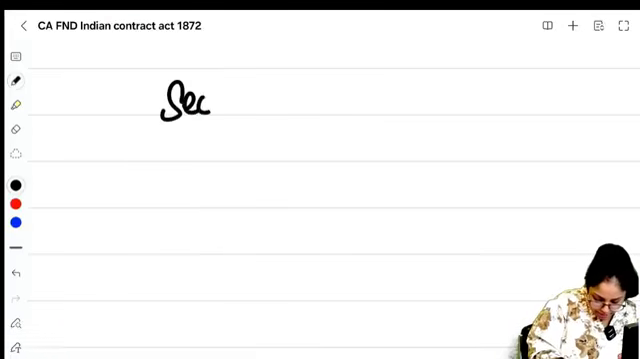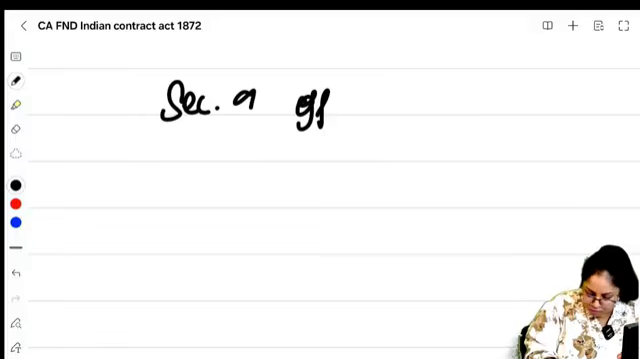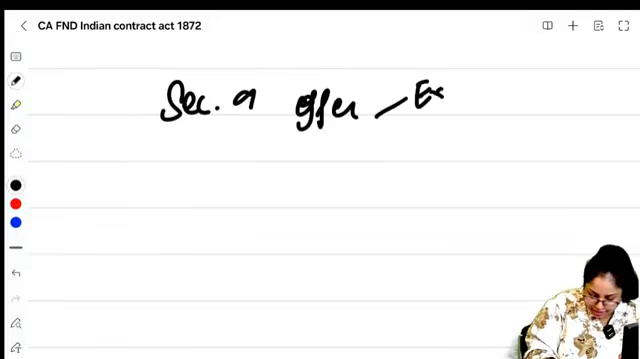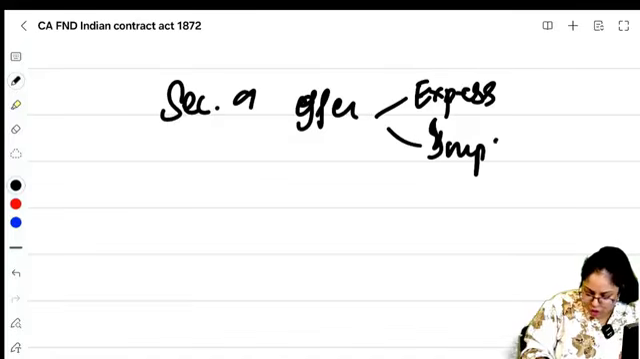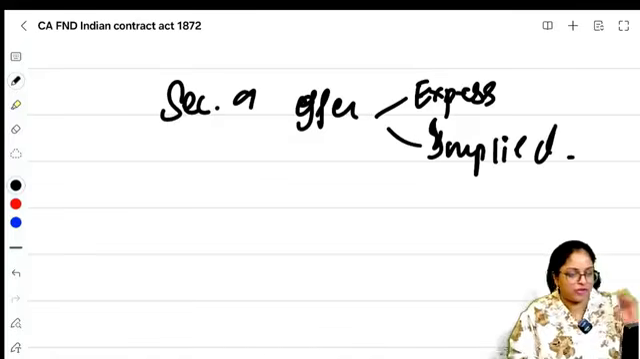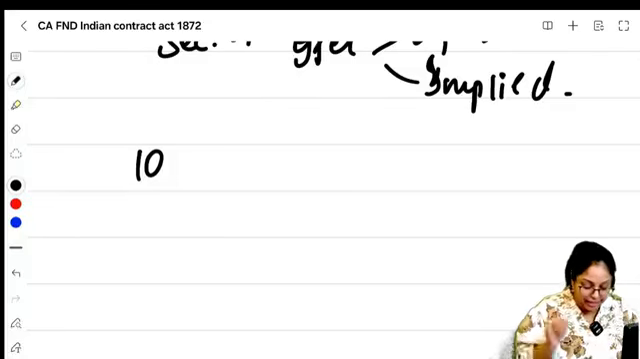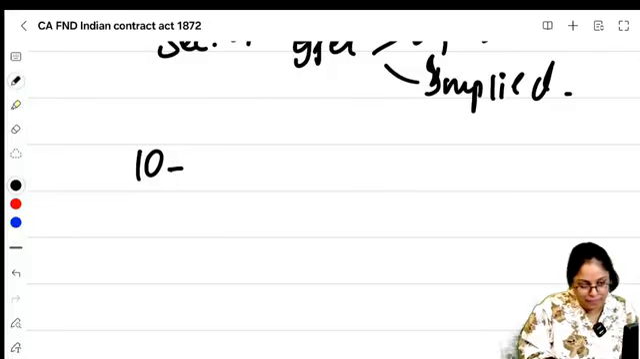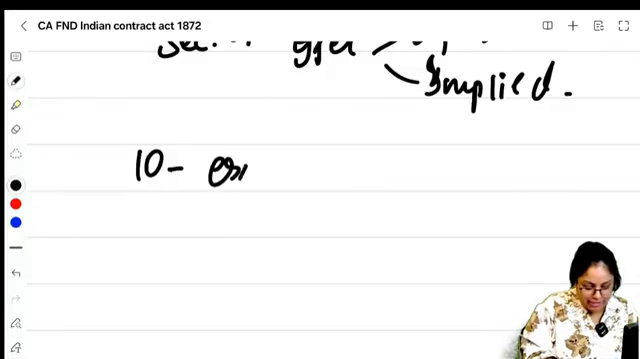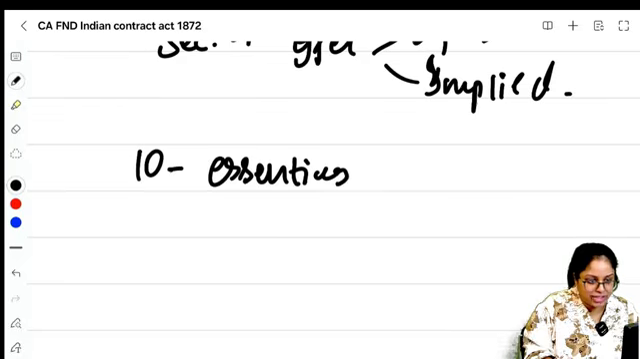Section 9 is of offer can be express or implied. It is your wish. 7, 8, 9 if you want to remember or not, it is your wish. Now from 10, I want you guys to tell in laser speed. What is 10? 10 is essentials. I just want to know if you know.